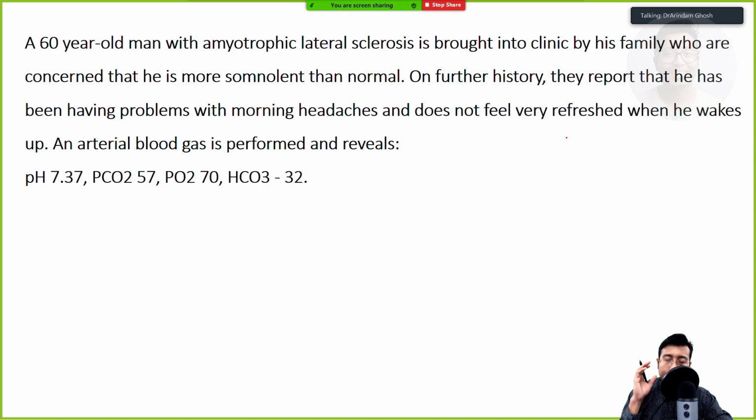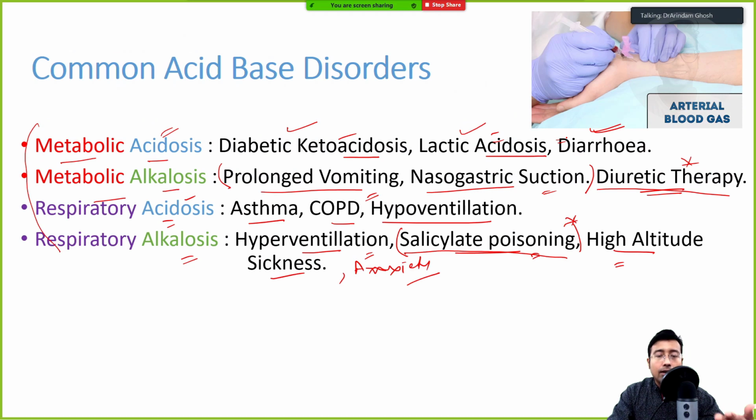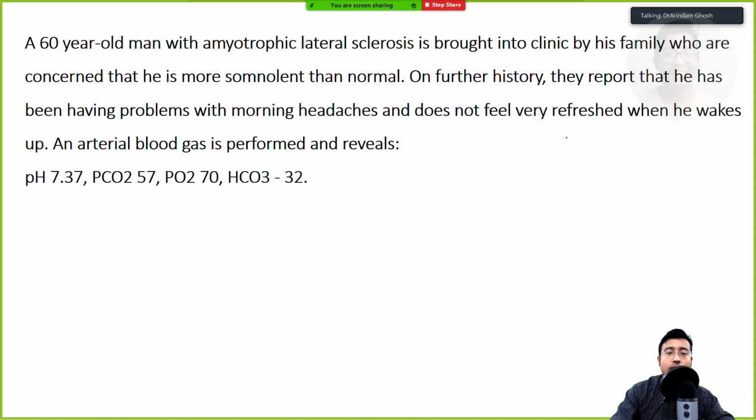Often there may not be much information from this, because this is a very limited list just for a first year student. There are multiple reasons, 20 to 30 reasons, for each of these disorders that you don't need to know as a first year student. So let's see this one.